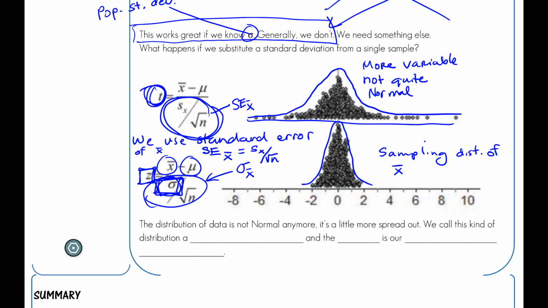So, long story short, the distribution is not normal anymore. It's a little more spread out, and we call this kind of distribution a t-distribution. So the t-distribution is going to be the basis for all of our confidence intervals for looking at population means. And then instead of having z star for a critical value, we're going to have this thing called t star. And the t star is going to be our critical value.